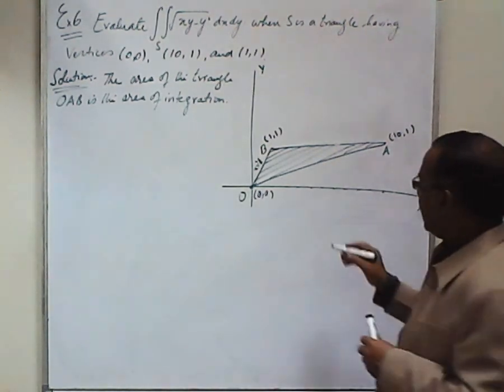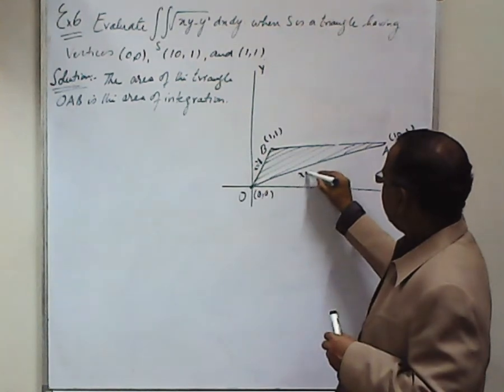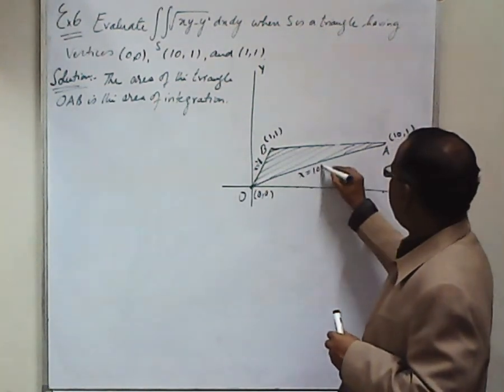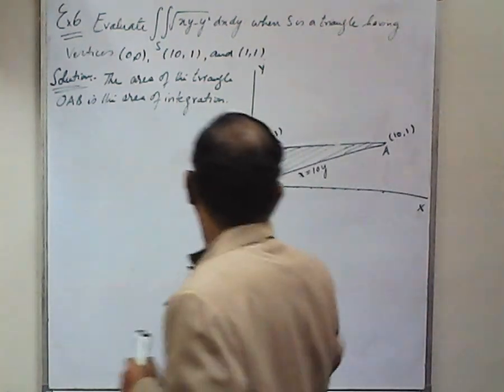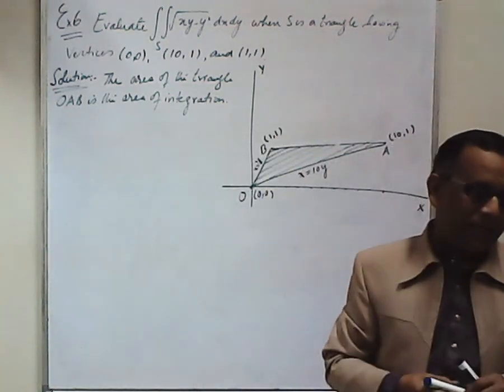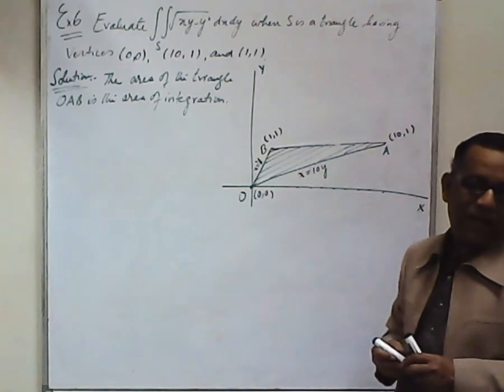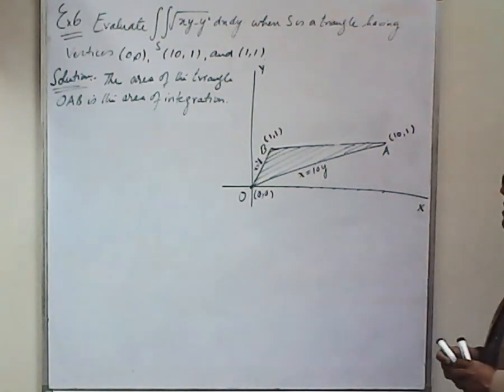Then the equation of the line OA will be x equal to tan y. This will be the equation of this line.